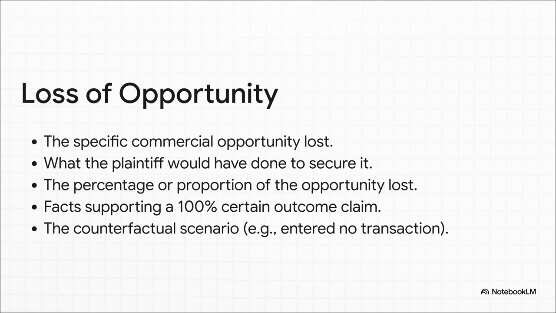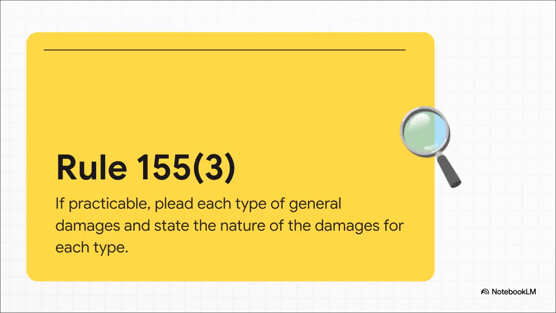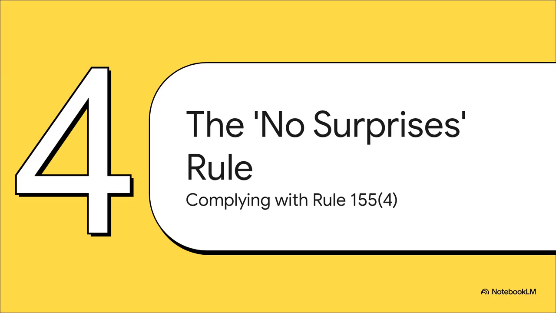This is Rule 155, Subrule 2, in action. And hey, a quick one, but don't forget Subrule 3. Rule 155, Subrule 3 says that if you can, you need to break down your general damages claim. So instead of just one big lump sum, you plead separate amounts for things like pain and suffering or loss of amenities of life.